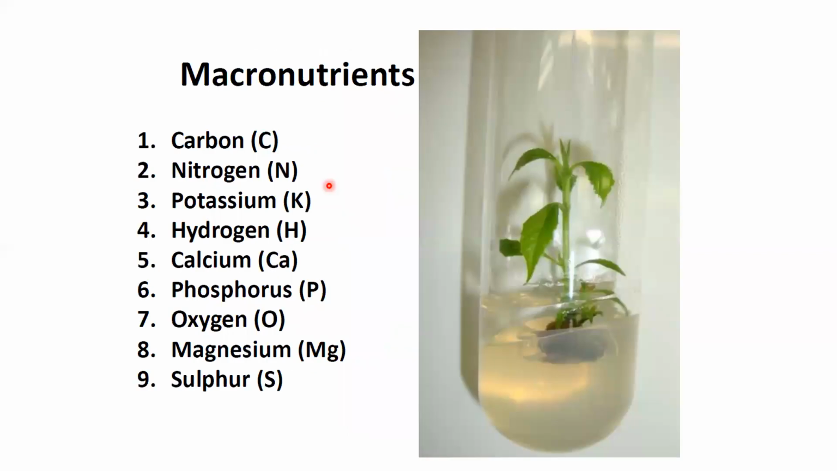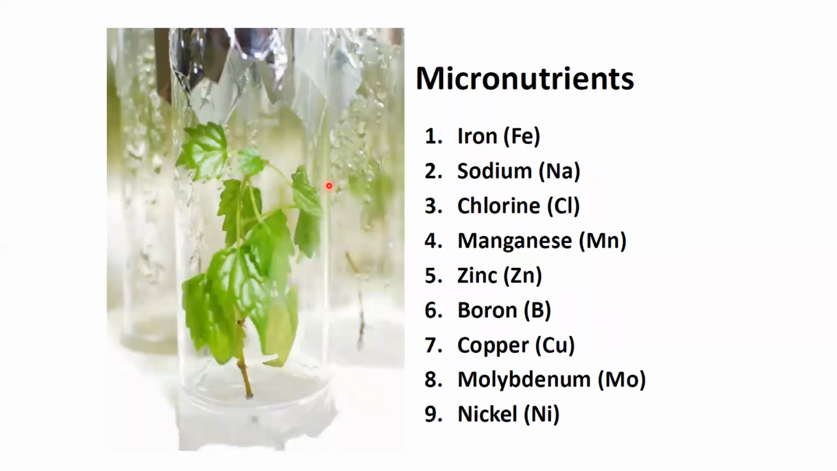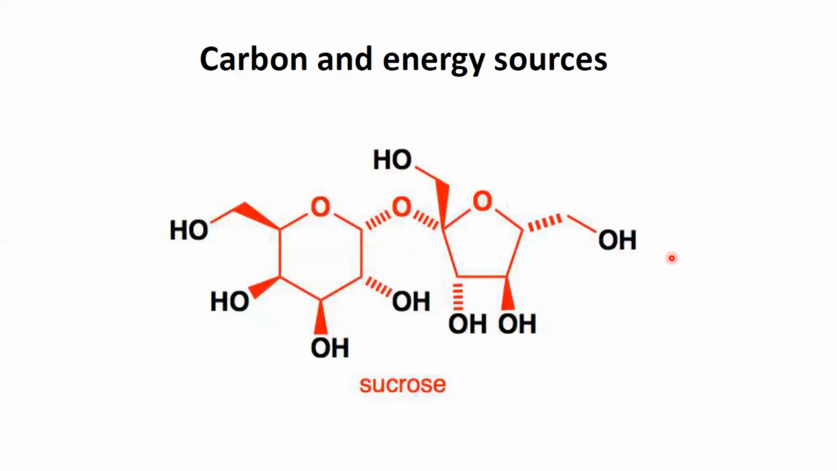These are some of the macronutrients that you need. Carbon you need because carbon is the backbone of all the organic structure. Nitrogen you need for amino acids, for example. Potassium you need for a number of enzymes. Hydrogen, calcium, phosphorus, oxygen, magnesium, and sulfur. Then the micronutrients that you need as cofactors for a number of proteins, enzymes: iron, sodium, chlorine, manganese, zinc, boron, copper, molybdenum, nickel, etc. Energy sources, sucrose you can use, glucose you can use, fructose you can use, but mostly we use sucrose.